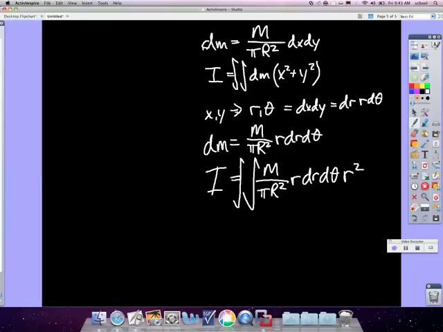But, so this integral from 0 to 2 pi of d theta, what's that integral equal to? 2 pi, right? So if I write the answer down below here, we get 2 pi from that integral. So what's this integral from 0 to big R of r cubed dr? R to the 4th over 4.